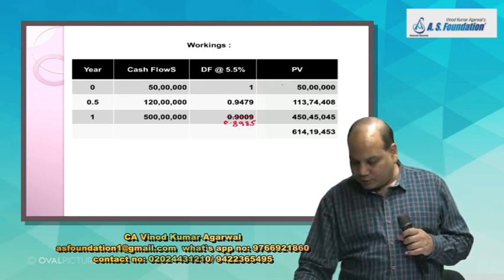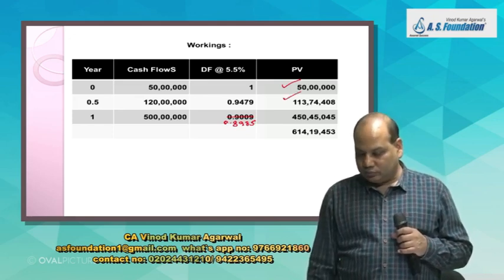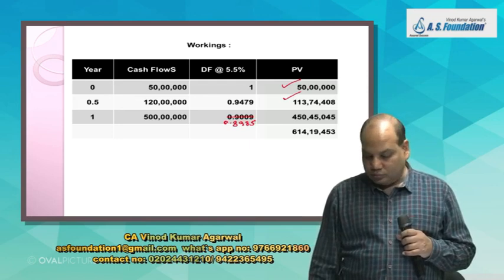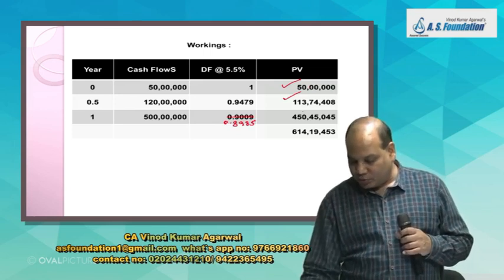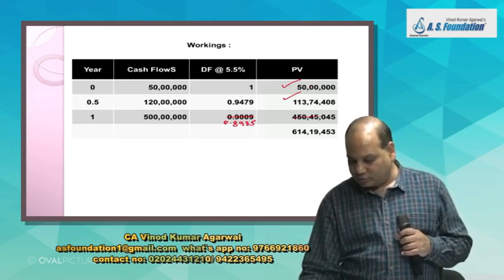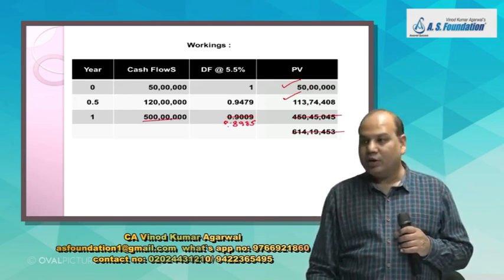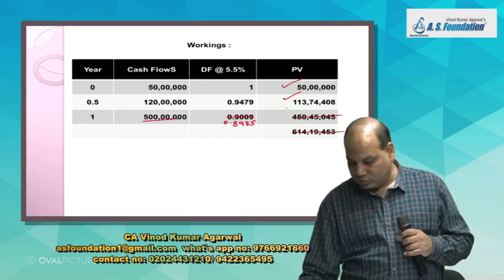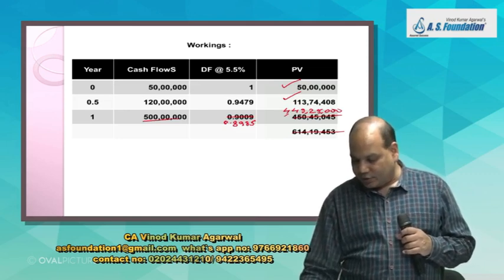Now this is right, 50 lakh. Check this one. Is it right? 11,374,408. This will change slightly. Try 5 crore into 0.8985. And what is the total now?